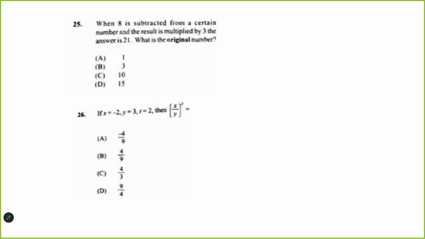When 8 is subtracted from a certain number, the result is multiplied by 3. The answer is 21. 8 is subtracted from a certain number. The result is multiplied by 3, giving you 21. So x minus 8 is equal to 21. 21 divided by 3 is 7. Carry this across, thus x is equal to 7, 7, 14, 15. So the answer is D.